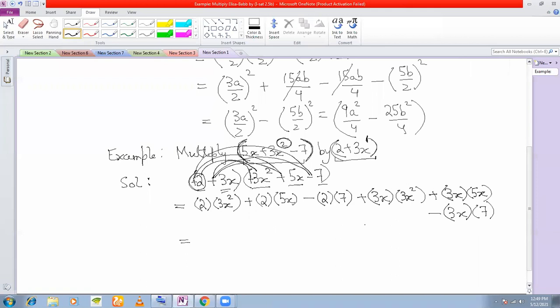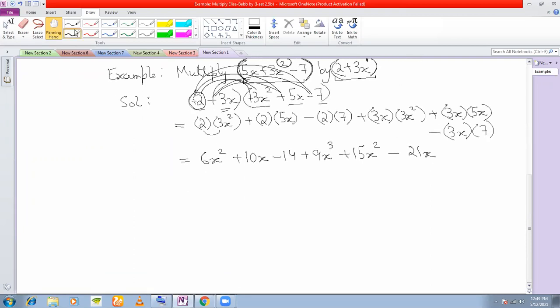And now we simplify this. 3 into 2 will give you a 6x square. 5 into 2 will give you a 10x. 7 into 2 will give you a 14. 3x into 3x square will give you a plus 9x cube. 3x into 5x will give you a 15x square. And 3 into 7 will give you a 21x.